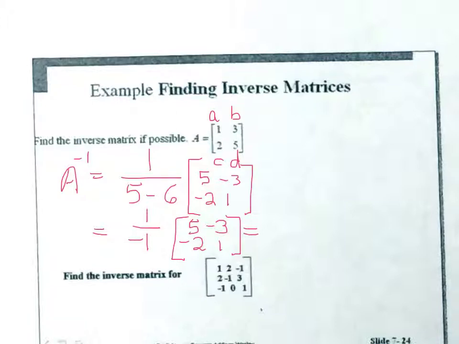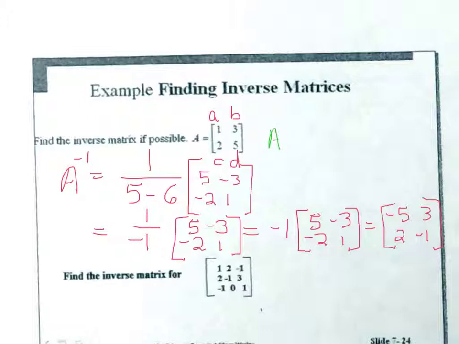So from here, that is equal to negative 1 times the matrix. And then you just distribute. So the final answer here is negative 5, 3, 2, and negative 1. And that is the inverse matrix. So inverse matrix, final answer, equals negative 5, 3, 2, negative 1.